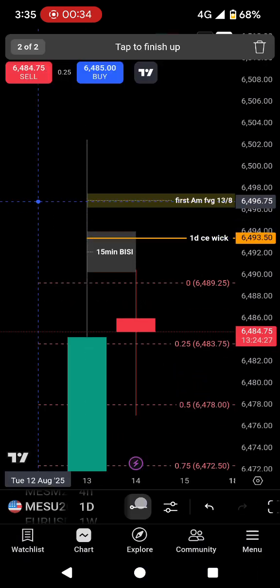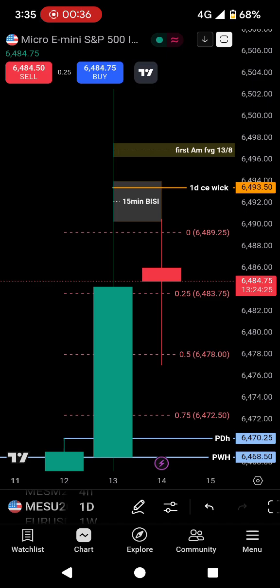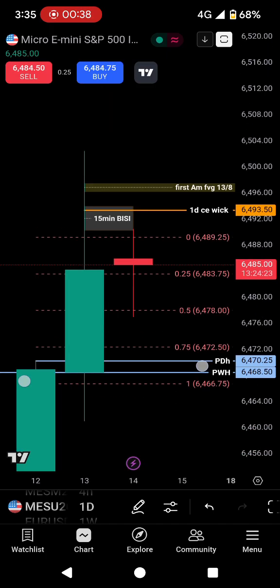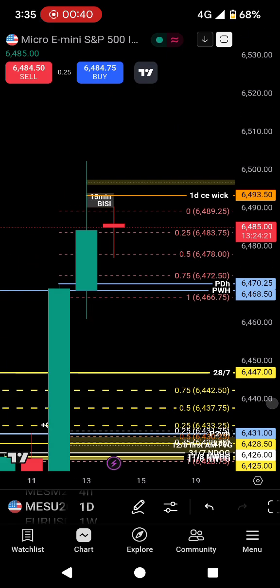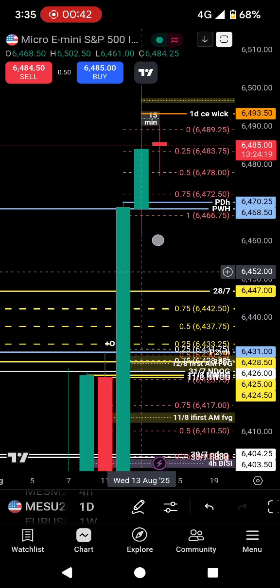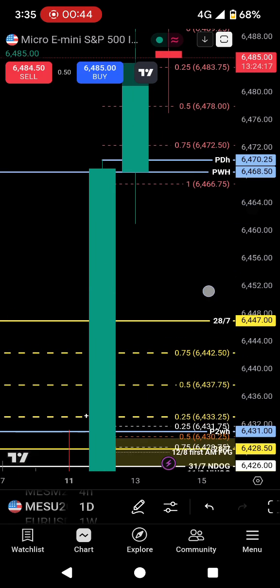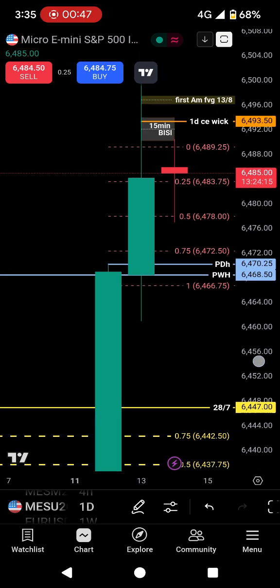Okay, and that will be it. Then what we're going to see is basically, because on the daily chart, what can be expected? First we got a daily BC here. So we may retrace to there as well.